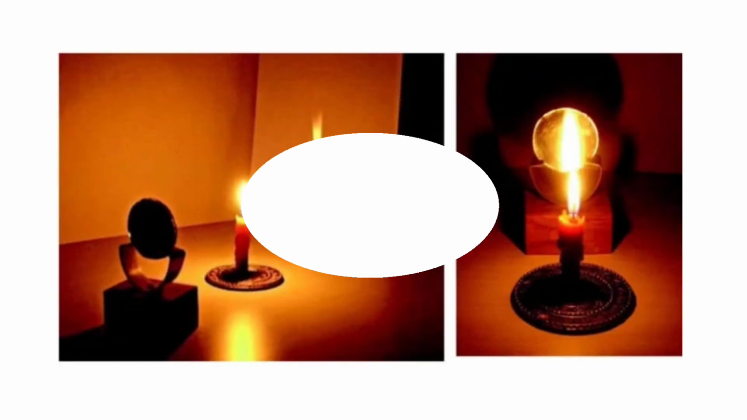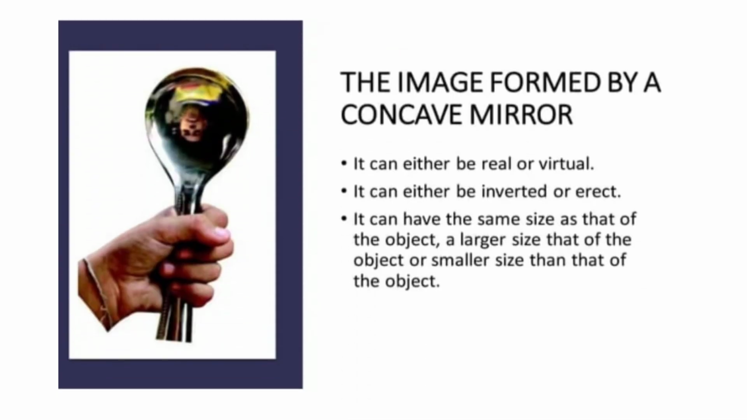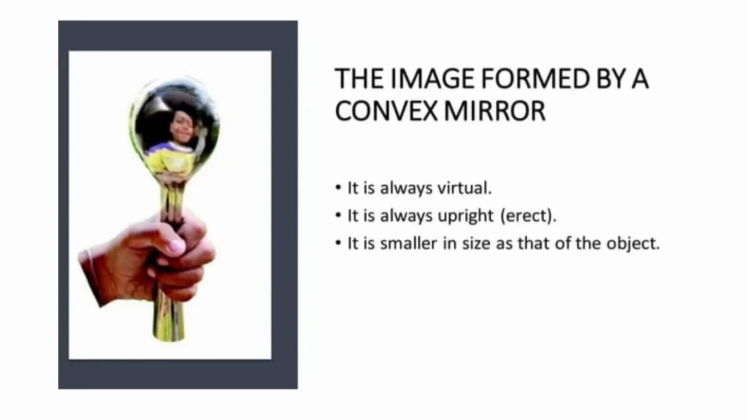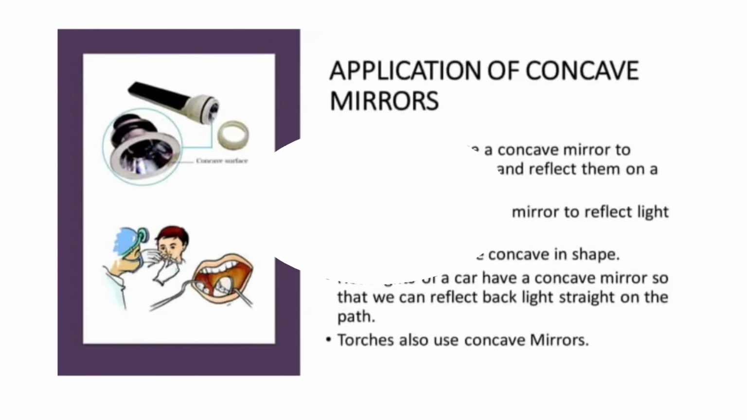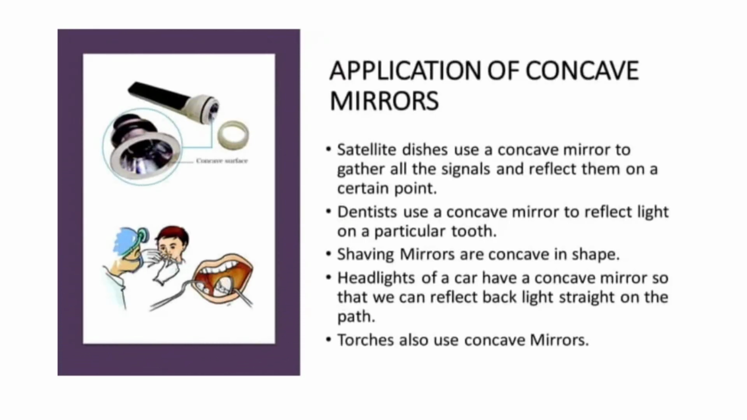Now the image formed by a concave mirror can either be real or virtual. It can either be inverted or erect. It can have the same size as that of the object, a larger size than that of the object or a smaller size than that of the object. The image formed by a convex mirror is always virtual, upright, that is erect, and smaller in size than that of the object.